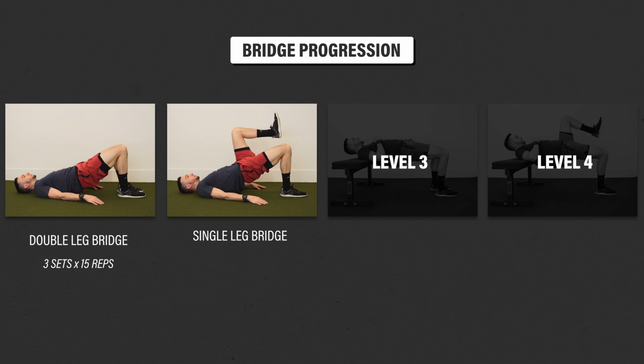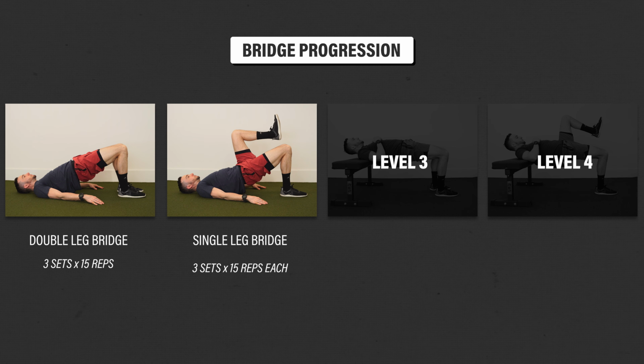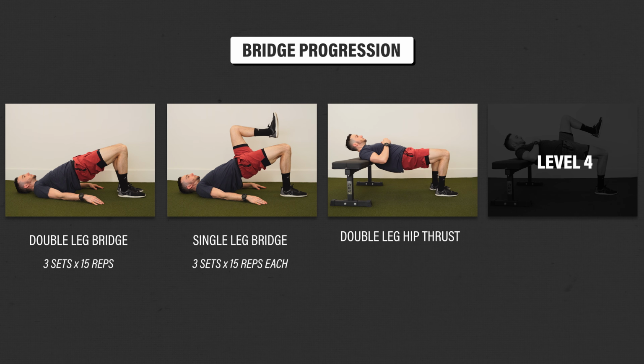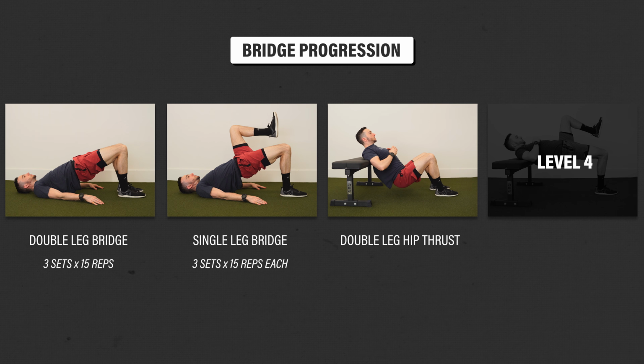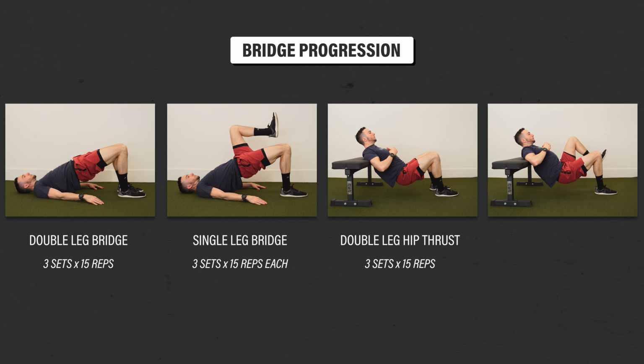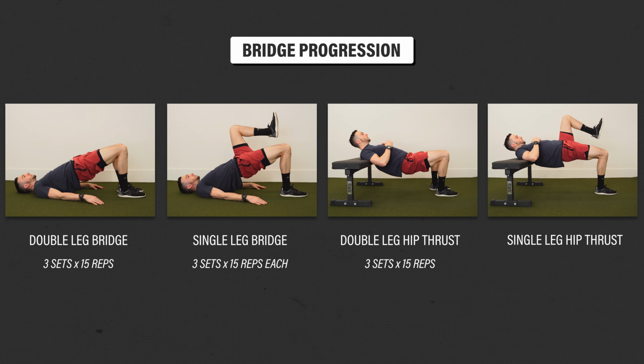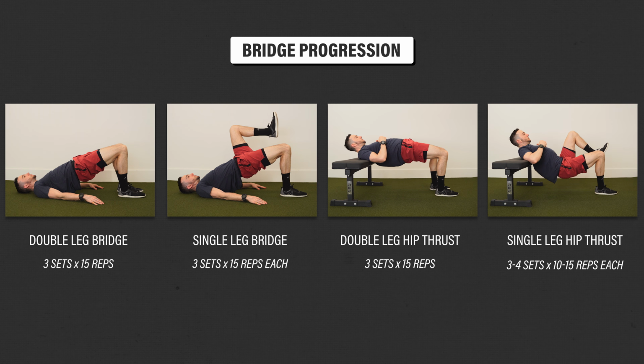Level 2, single leg bridge. Aim for 3 sets of 15 reps on each side. Level 3, double leg hip thrust. Place your upper back on a bench or elevated surface so you can move through more hip range of motion. Aim for 3 sets of 15 repetitions. And level 4, single leg hip thrust. Perform for 3 to 4 sets of 10 to 15 reps on each leg. Over time, you can make this harder by adding weight.